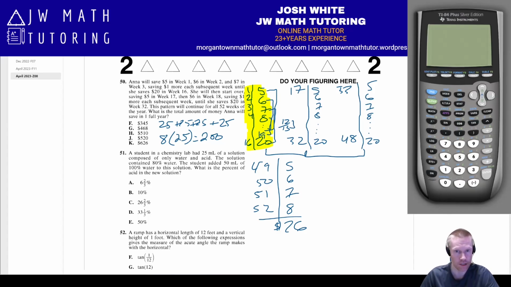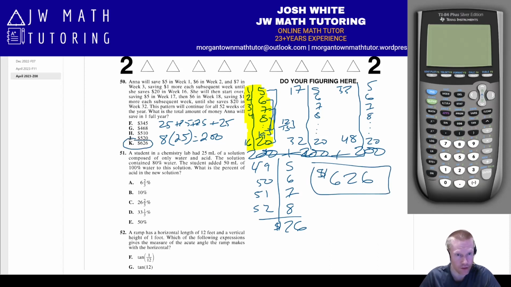Okay? It's really just 8 again, and if you wanted to, you could just enter all 16 digits in the calculator. It doesn't take you that long, but it's easier if you can recognize the pattern because it will save you time. So, $200 here, $200 here, $200 here. Add those all up. Add the $26 from the last 4 weeks. The total amount she saves is $626. Correct answer for this is letter K.